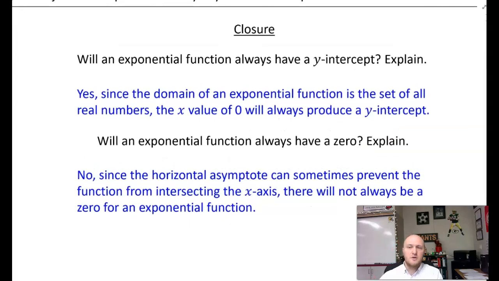Will an exponential function always have a 0? Sorry, it'll always have a y-intercept. Will it always have a 0? Well, that depends upon where our function is shifted, up or down. It may not have a 0. It might depend upon where we're shifted up and do we have a reflection. So always we'll have a y-intercept. Sometimes it will have a 0.